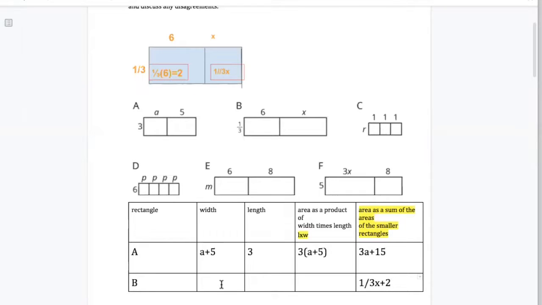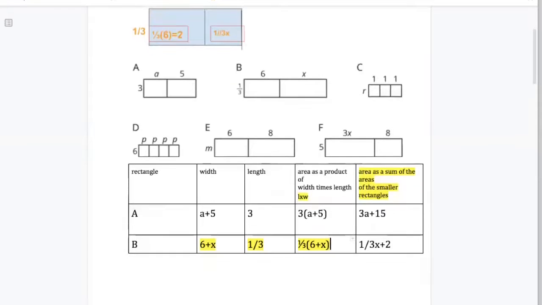So let's find our width for that problem. Our width is 6 plus x, and our height is just 1/3. And what is our area as a product of our length times width? So what we're going to do is 1/3 times 6 plus x. Close your parentheses. And that's our answer. All right, let's keep going.